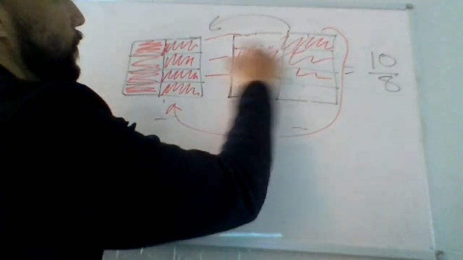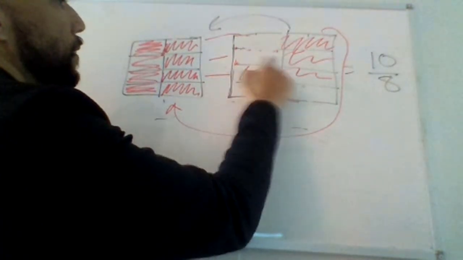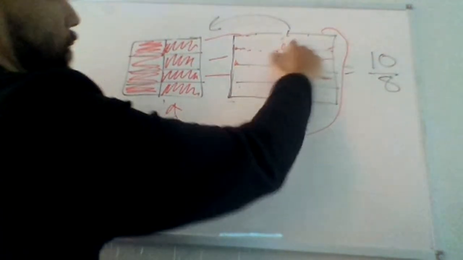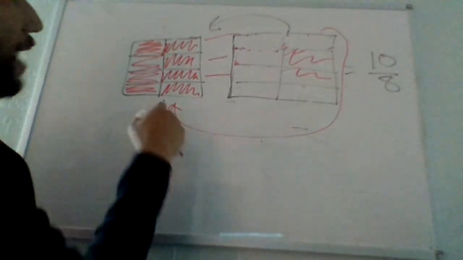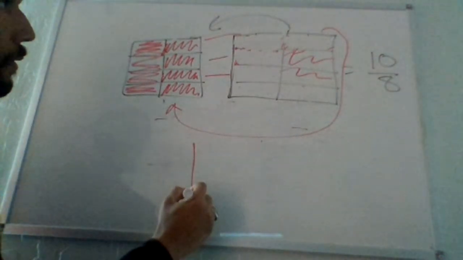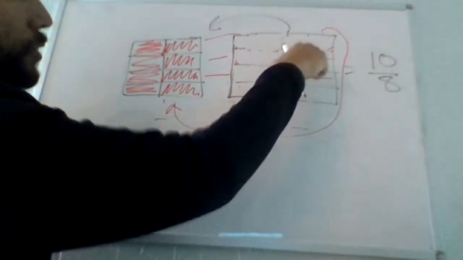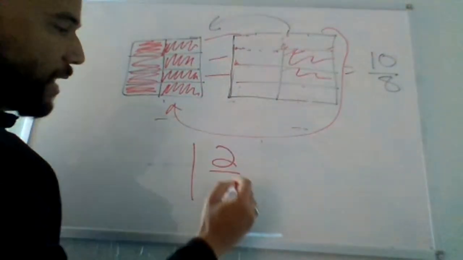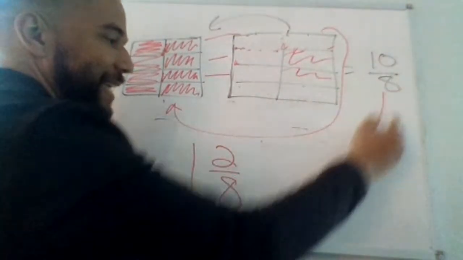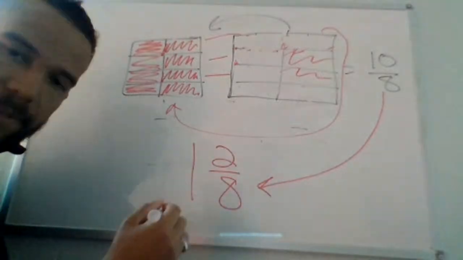I got rid of this one. I got rid of this one. I got rid of this one. And I got rid of this one. Well, I have one whole, right? And what's left over here? 2 out of the 8. So this is the exact same thing as this.